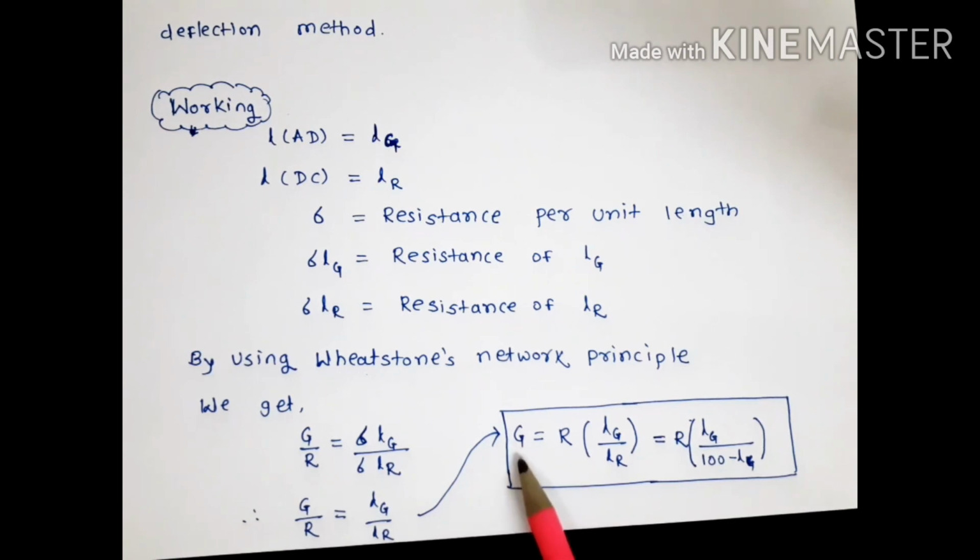By using this formula we are able to determine the value of the resistance of a galvanometer, and this is Kelvin's method. Thank you.